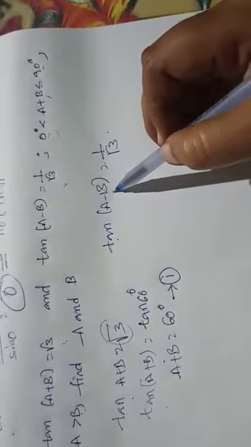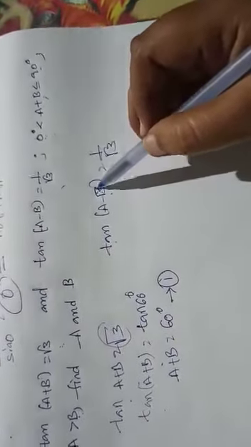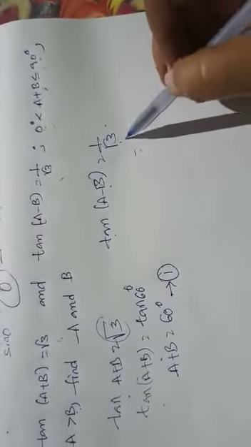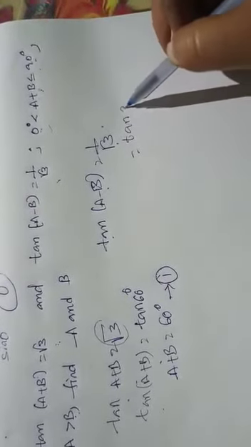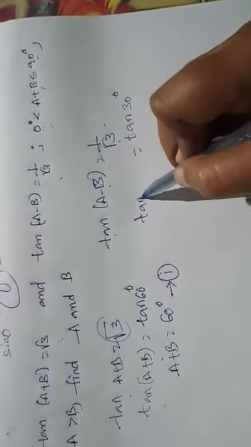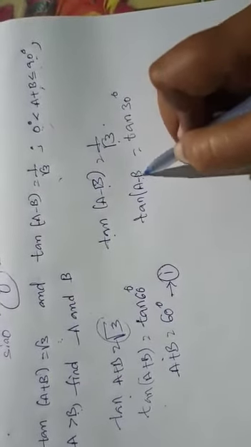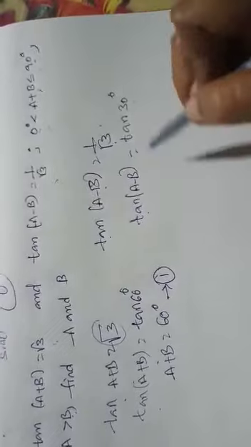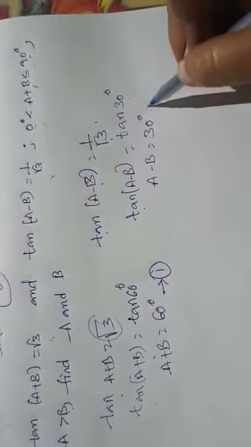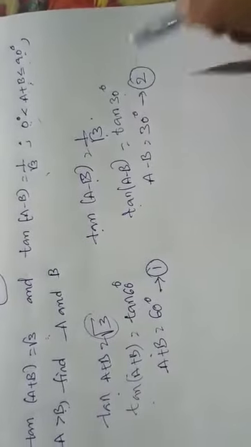Tan(A - B) equal to 1 by root 3. Where do we get 1 by root 3 in tan values? Tan 30 degrees equal to 1 by root 3. Okay. Tan(A - B) equal to tan 30 degrees. Then A - B equal to 30 degrees. This is equation 2. Okay.